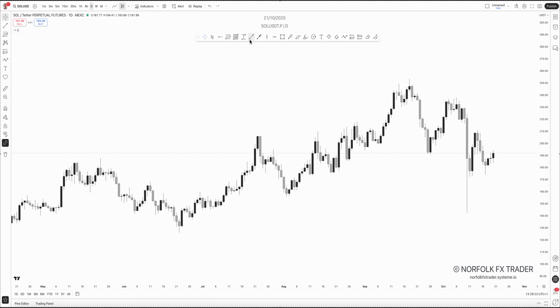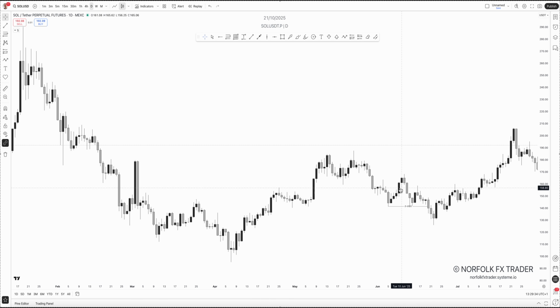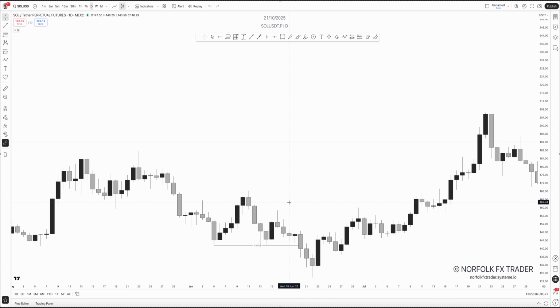The first thing we're looking for is, where do we see our last break of structure to the downside from here? Let's mark this off as our last BOS to the downside. So we've got a break of structure here to the downside, so we'll go close into this area of price.